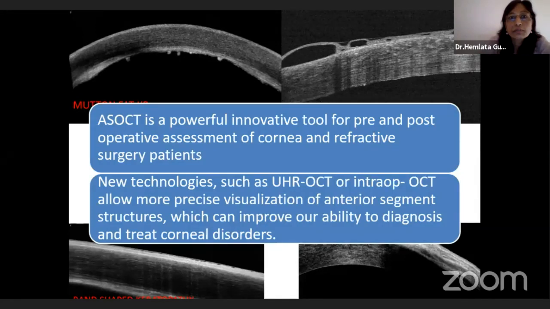Anterior segment OCT is a powerful, innovative tool for pre and post-operative assessment of the cornea and refractive surgery patients. Newer technologies such as high resolution, ultra high resolution OCT or intraoperative OCT allow more precise visualization of the anterior segment structures that can improve our ability to diagnose and treat corneal disorders.